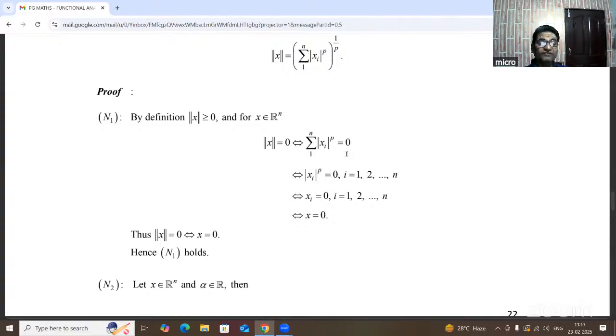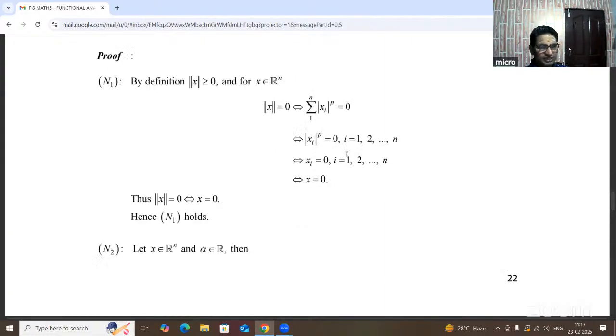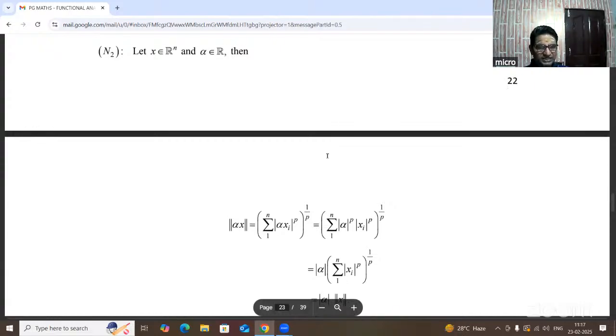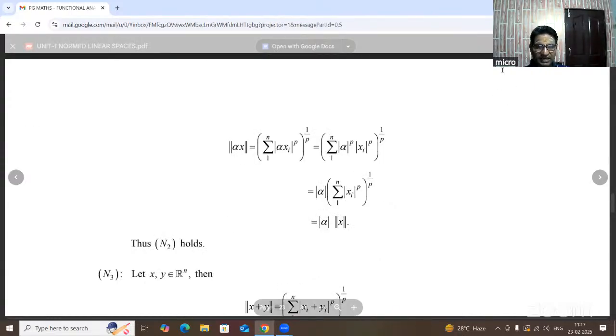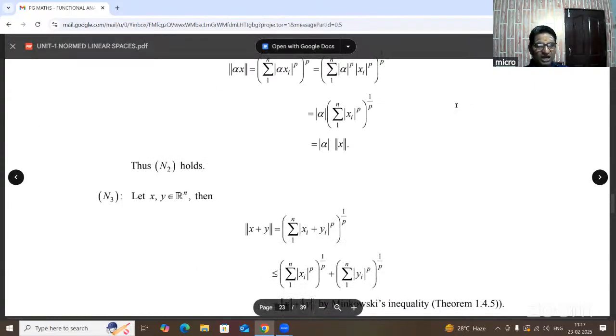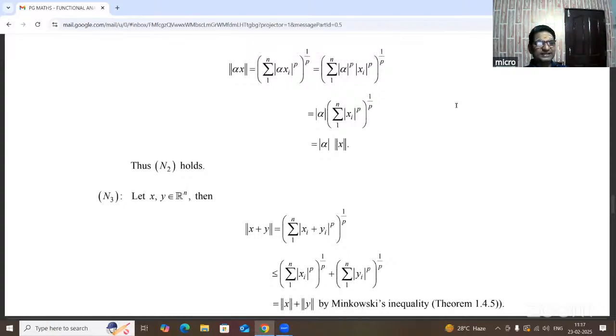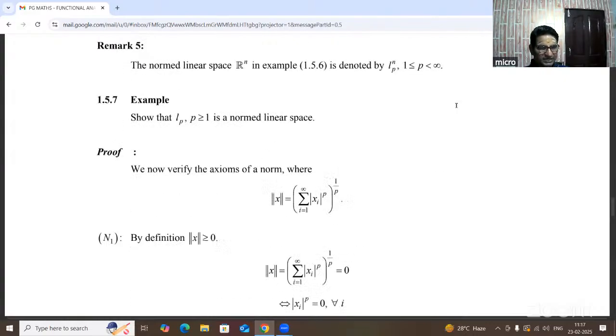That is also the same, following from the above example. This example is also very important in the final examination. These are all well-established examples of the normed linear space part.